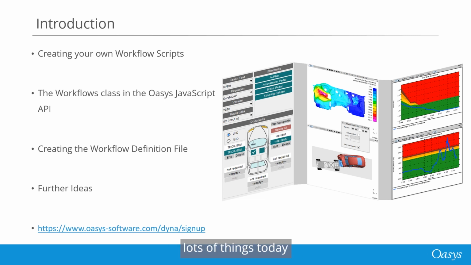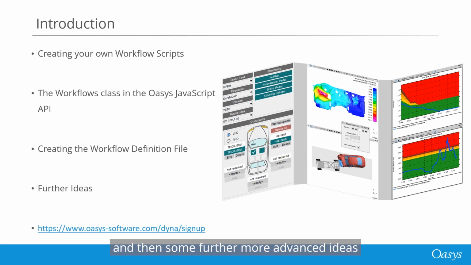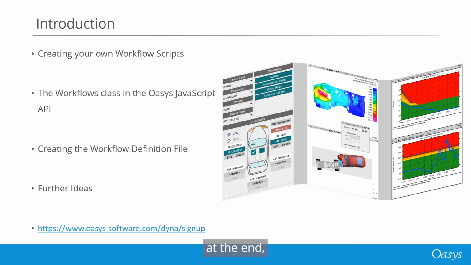So we're going to cover lots of things today to do with creating your own workflow tool. The main aspects being creating your own workflow scripts, including using the GUI builder to help you out, highlighting the workflows class in our Oasys JavaScript API, creating the workflow definition file, and then some further more advanced ideas at the end, such as reading in previously saved data in Primer, single model versus multiple model workflows, creating workflows with no required data, and using modules within your scripts.